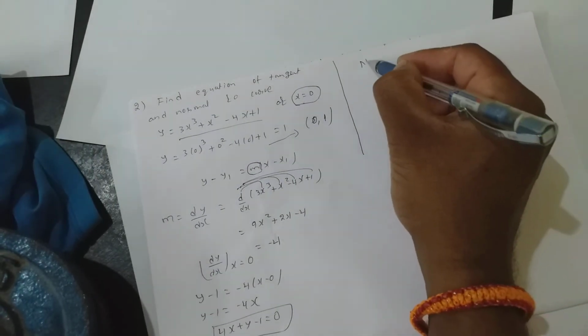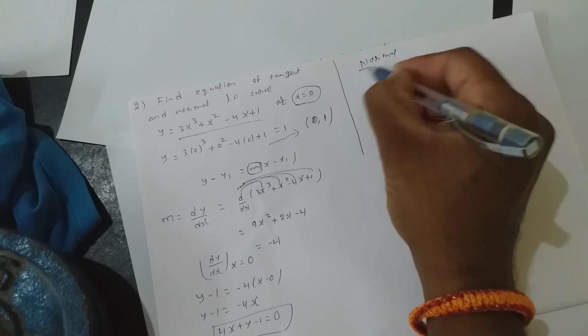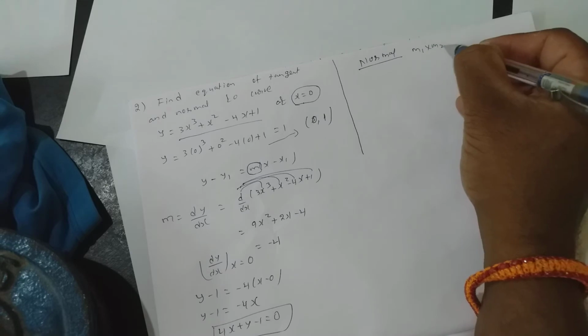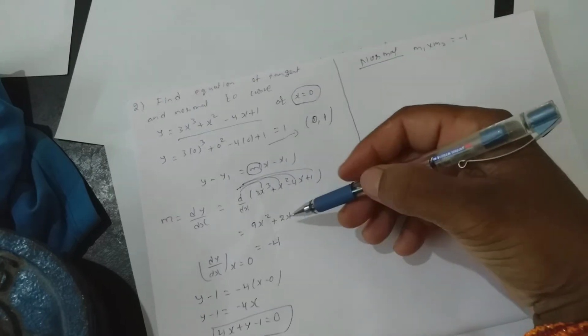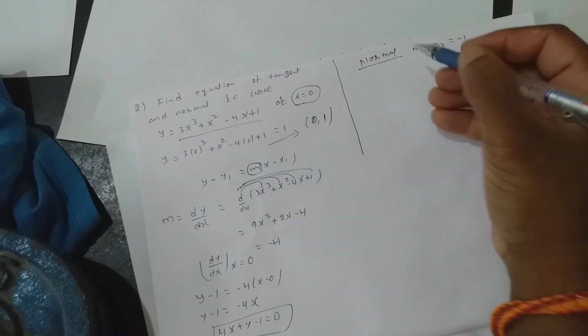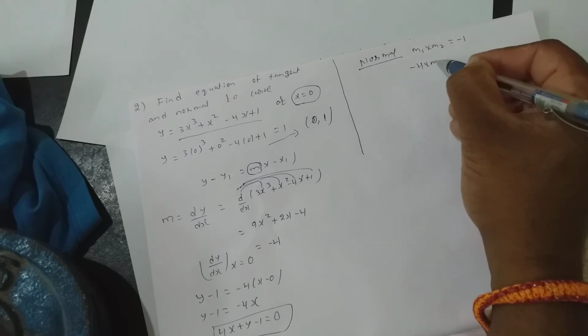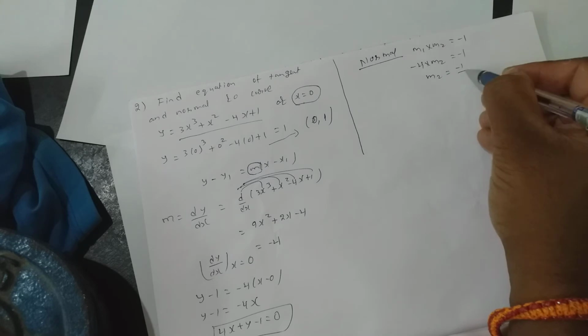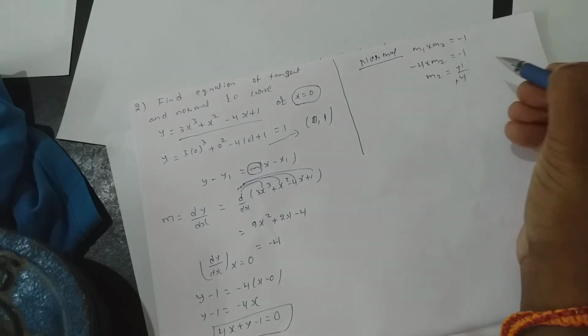If I put the heading normal, in normal you always need to consider m1 into m2 equal to minus 1. What is the slope of tangent line which we got? Minus 4. So minus 4 into m2 equal to minus 1. So m2 equal to minus 1 by minus 4, which is 1 by 4.